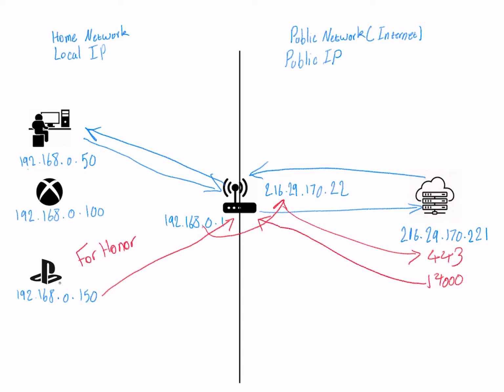Because port 14,000 is not associated with a known application, the port for it is closed. When my router goes through the response to see where it needs to send it, it's going to see port 14,000 and it's going to say, I don't know which application is using port 14,000, so the traffic dies there.